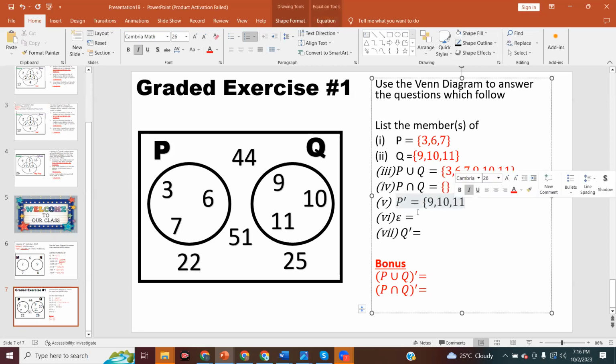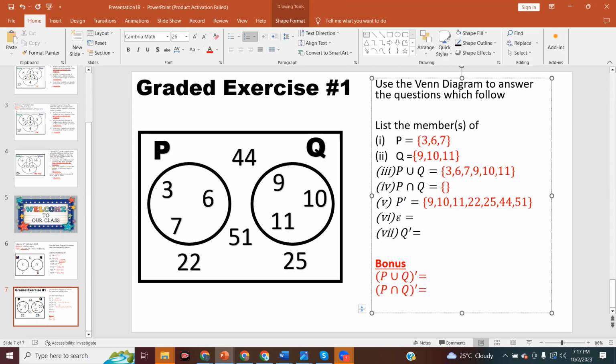9, 10, 11, 22, 25, 44, and what? 51. Good. That's P complement. And what does this symbol mean? Universal, also known as the Greek letter epsilon. Very good. So universal set.